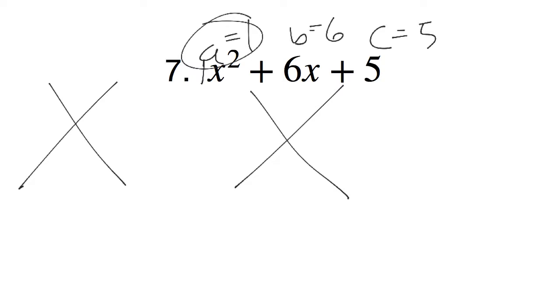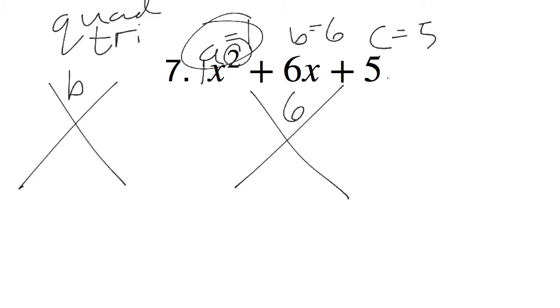When a is equal to 1 and you've got a quadratic trinomial, meaning you've got x squared, an x term, and a constant term, when you have those perfect conditions, a is 1, the highest exponent is 2, and you've got 3 terms, then you take the b coefficient, the number in front, which is 6, and you put b here. And then you put c in the bottom. In this case, it's 5.